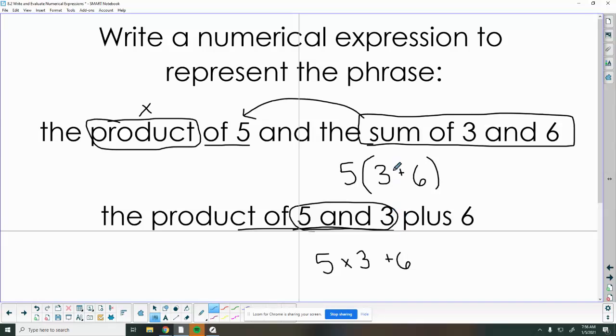We can see a big difference here is that word sum. When we have that word sum in there, it wants us to find a total of our adding first. If it just says plus 6, then we're just doing that after the fact. So on this problem, we would do 5 times 3 first, which is 15, and then add 6. Up here, we would do 3 plus 6 first, which is the sum of 9, and then multiply by 5. So you've got to pay attention to those little key words that tell you, are you making a total here, or are you just adding on 6 more?